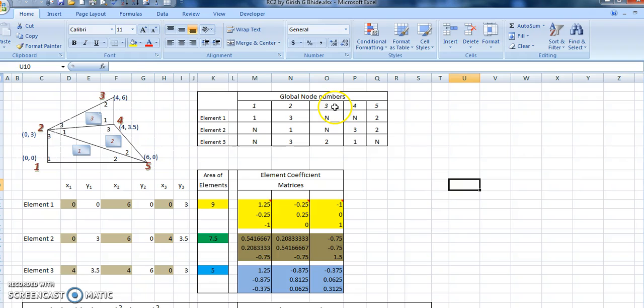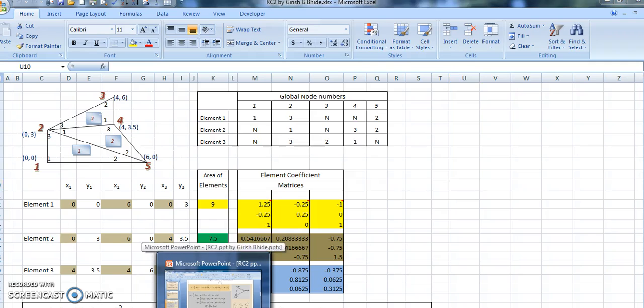Let us take one more example. So we have global node number 3, which is only connected with element number 3 via local node number 2. Let us go back to the PPT.